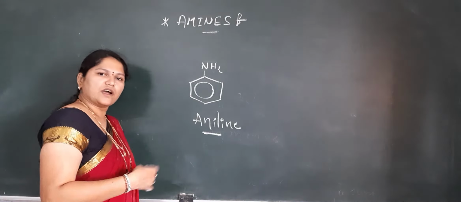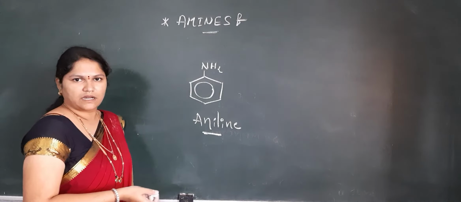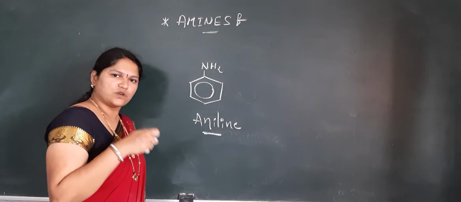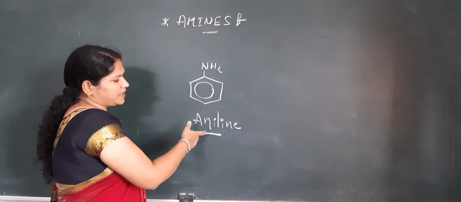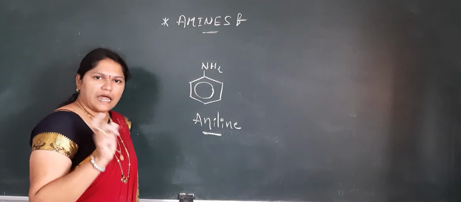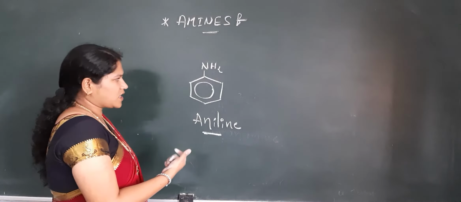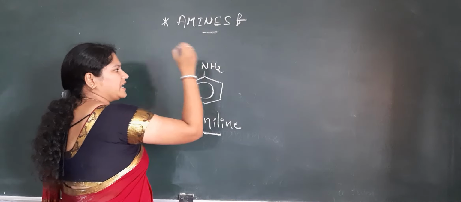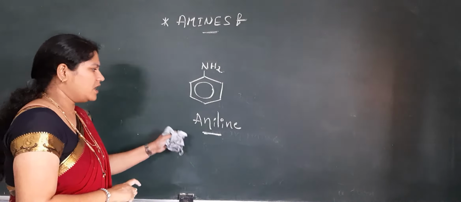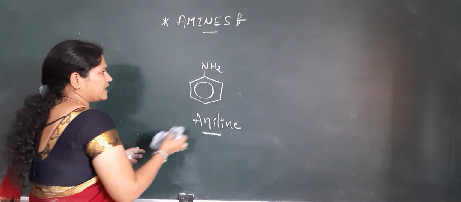In general, everywhere we call it aniline. Even in any textbook it is used. In IUPAC nomenclature we are taking the common name. It is aniline, both IUPAC as well as common. So C6H5NH2 is famous by its name called aniline. Remember, this is very important.